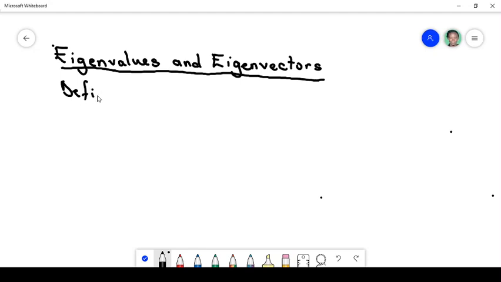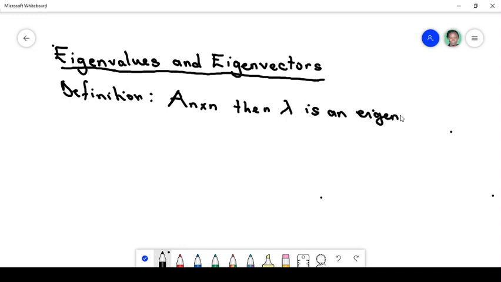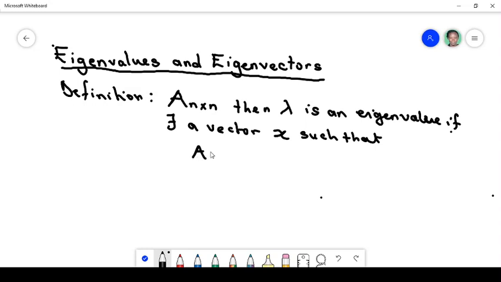So if I have a matrix A that is a square matrix of order 2, then we are saying lambda is an eigenvalue if there exists a vector x such that Ax is equal to lambda x.